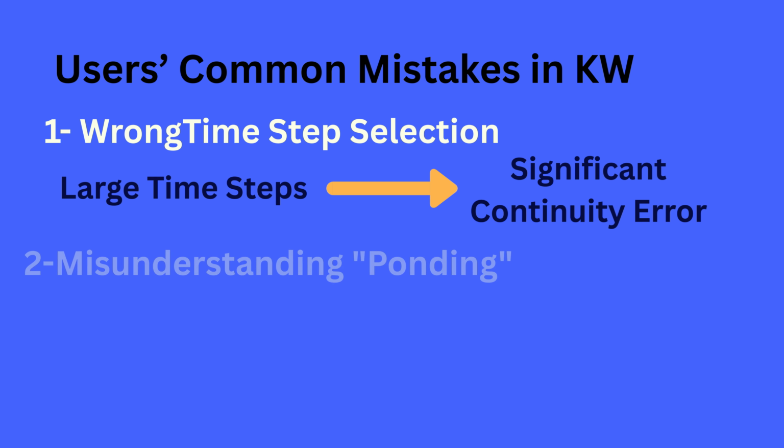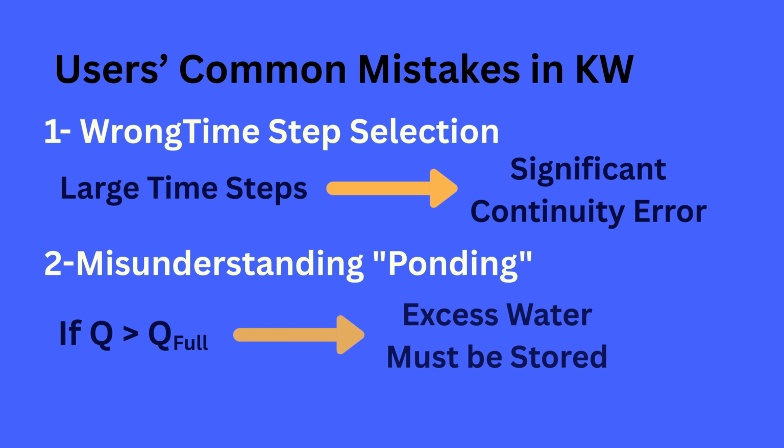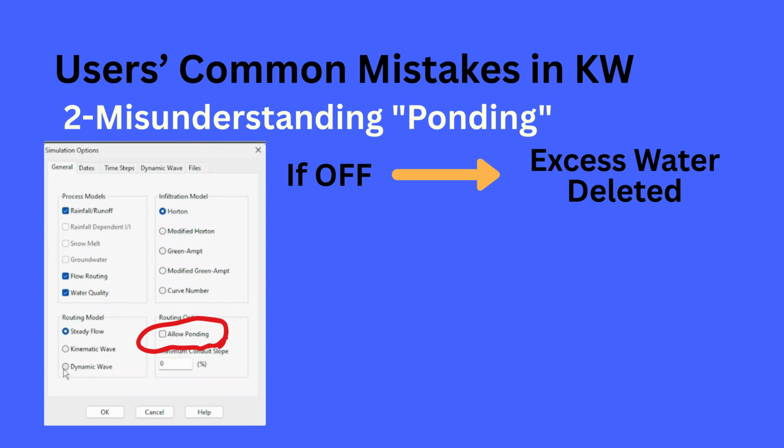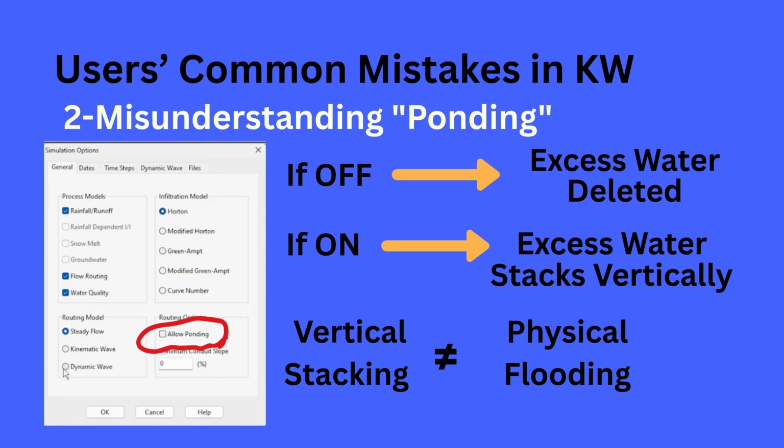Next is misunderstanding ponding. In kinematic wave, if flow exceeds Q full, the excess water must be stored. If allow ponding is turned off, this water is simply deleted from the simulation, reported as a continuity error. If turned on, it stacks vertically at the node. Users often mistake this vertical stacking for physical flooding. In reality, it is a bookkeeping storage mechanism unless the node is explicitly modeled with a ponded area to mimic a reservoir.